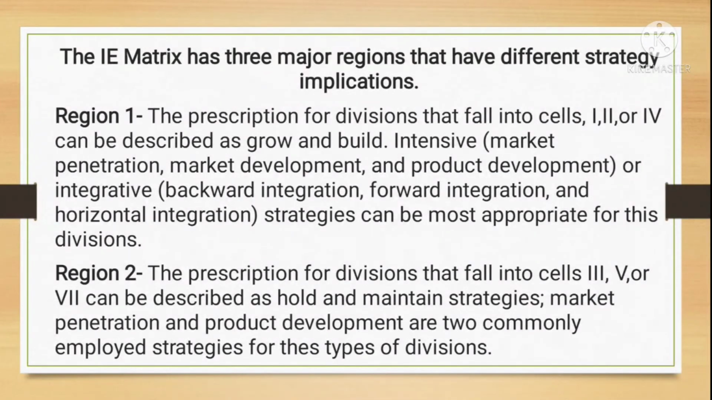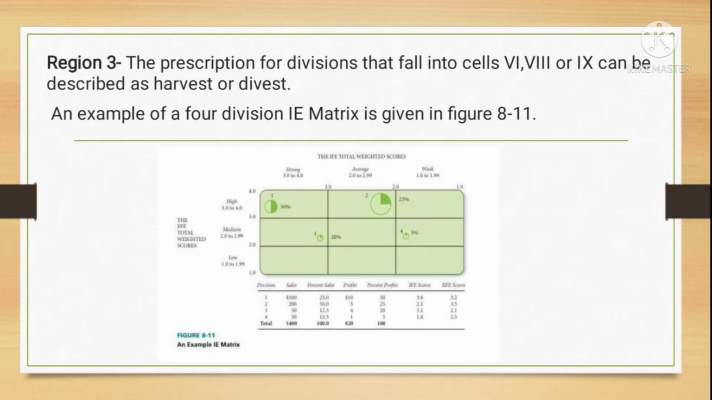Region 2, the prescription for divisions that fall into cells 3, 5, or 7 can be described as hold and maintain strategies. Market penetration and product development are two commonly employed strategies for these types of divisions. Region 3, the prescription for divisions that fall into cells 6, 8, or 9 can be described as harvest or divest. An example of a 4 division IE matrix is given in Figure 8-11.